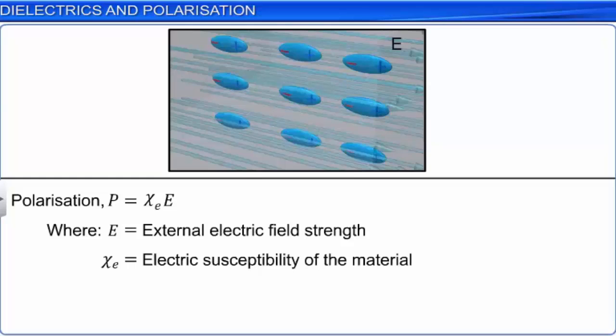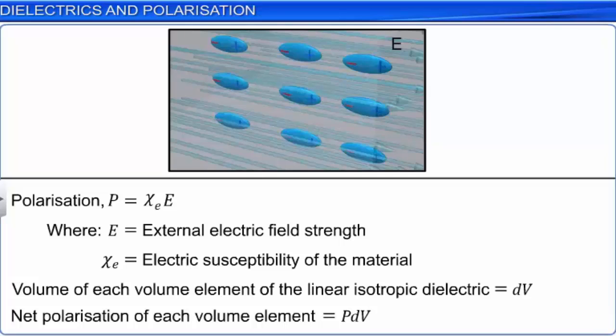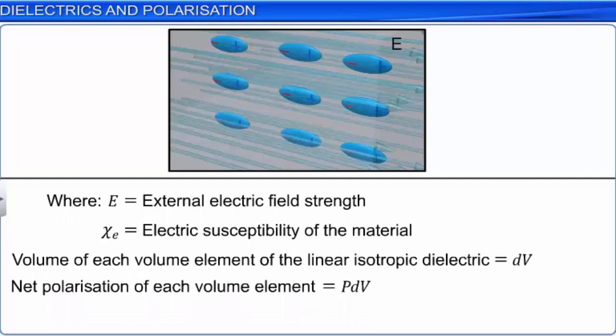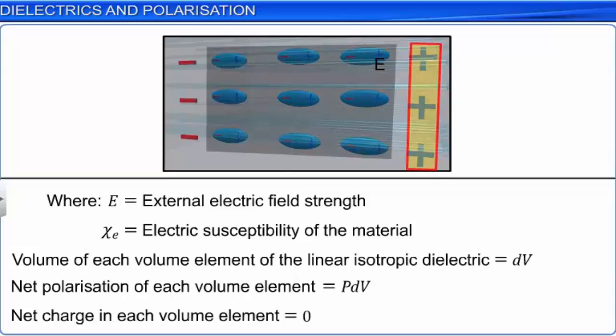Now each small volume element of the linear isotropic dielectric having a volume dV has a net polarization equal to P dV due to all the dipoles in it in the direction of uniform electric field. Here, it is important to note that the net charge in each volume element will be zero. The resultant effect in the material due to the uniform external electric field will be the formation of an induced positive charge density plus sigma induced on the right face of the dielectric and minus sigma induced on the left side of the dielectric.